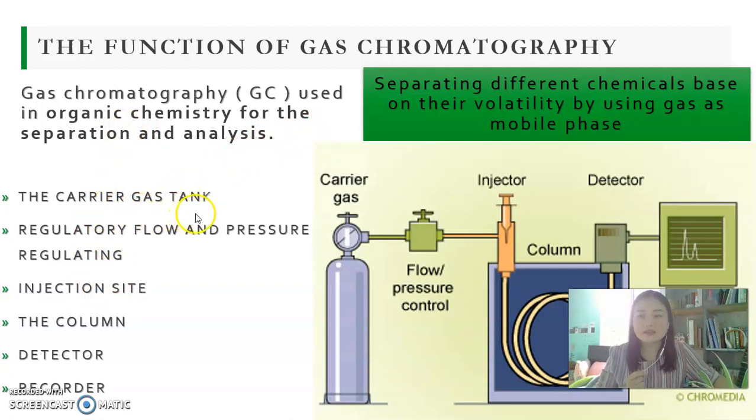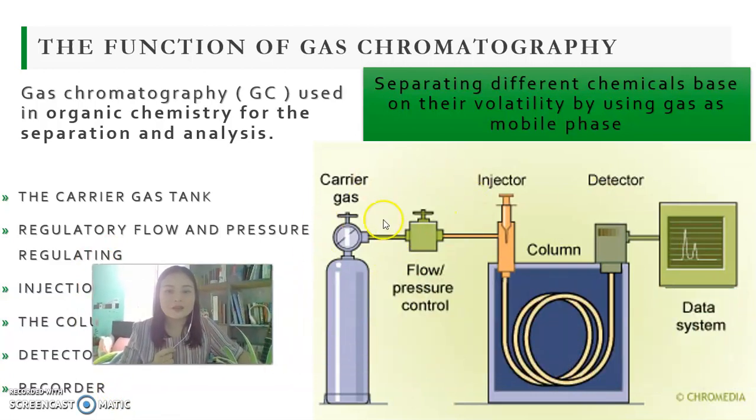First, it has a carrier gas tank, pressure control, and then the injection site, the column, the detector, and the recorder. As you can see here, the carrier gas, the pressure control, the oven, and then the data system.